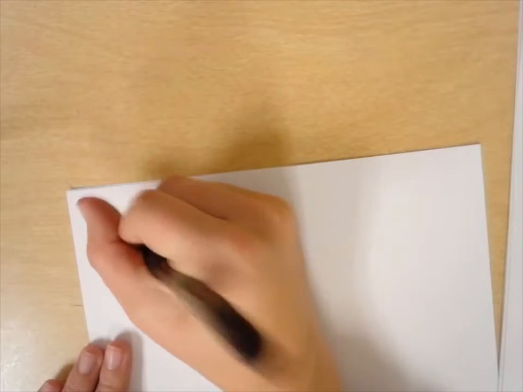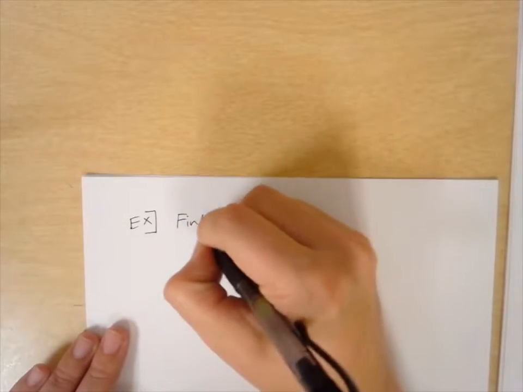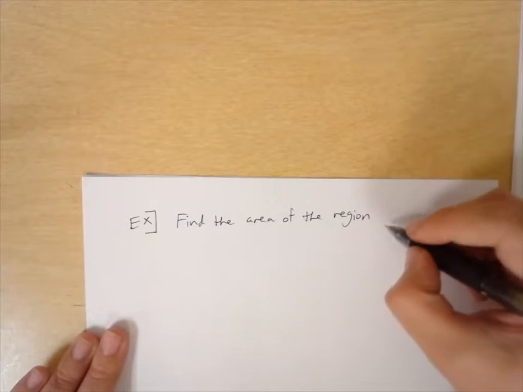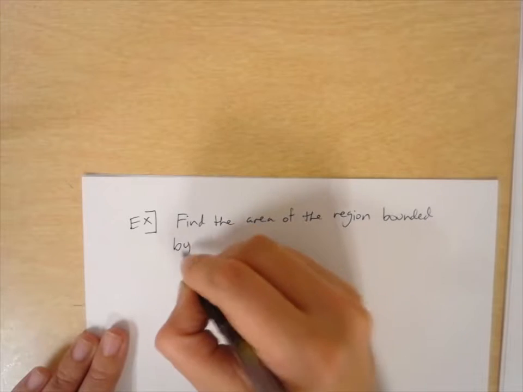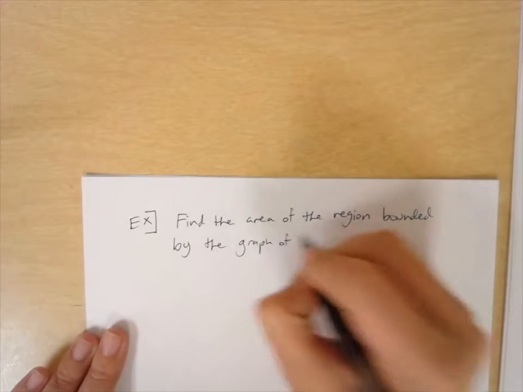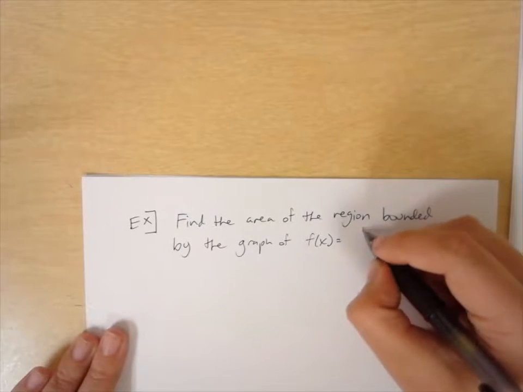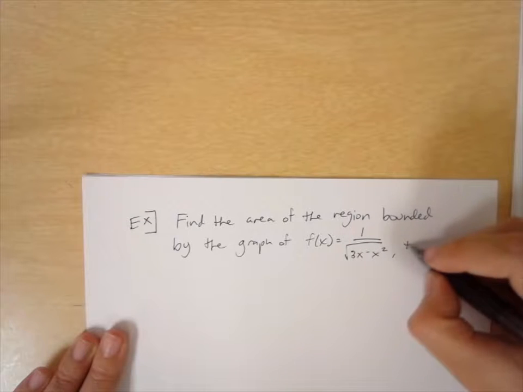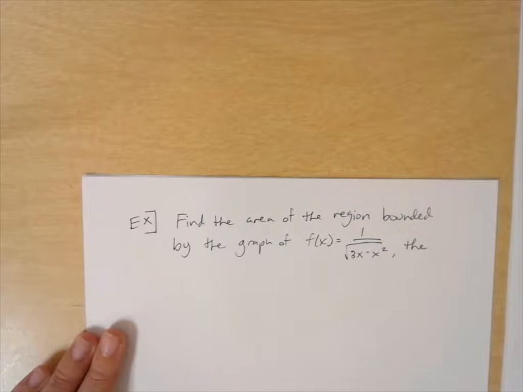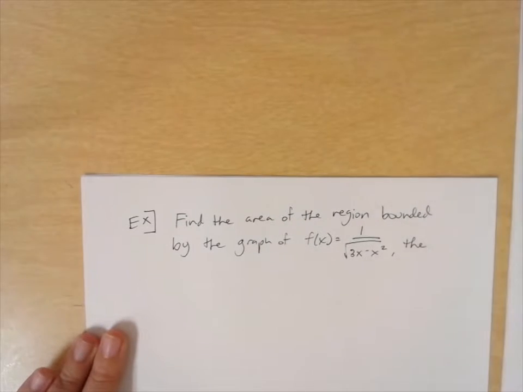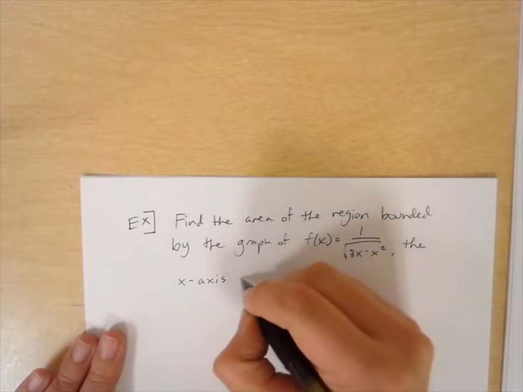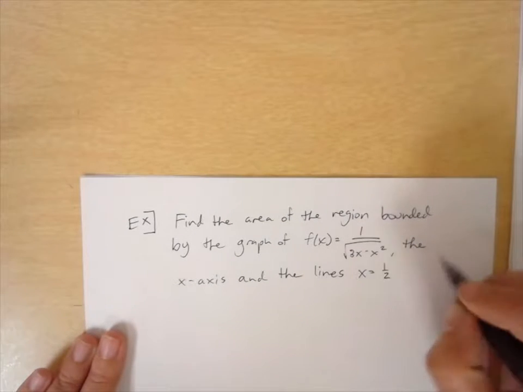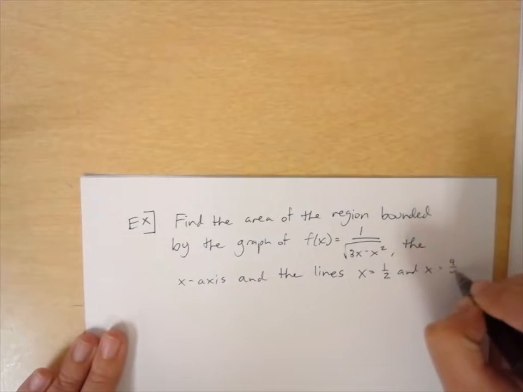This one's phrased a little bit differently, but we're still doing the same process. It asks us to find the area of the region bounded by the graph of f of x equals 1 over the radical of 3x minus x squared, bounded by the graph of that function and then the x-axis, and the lines x equals 1/2 and x equals 9 over 4.